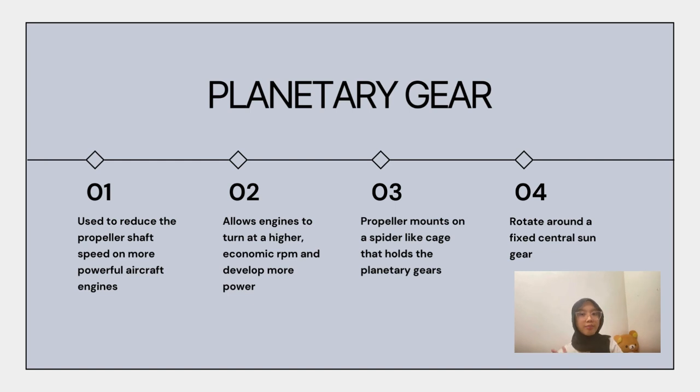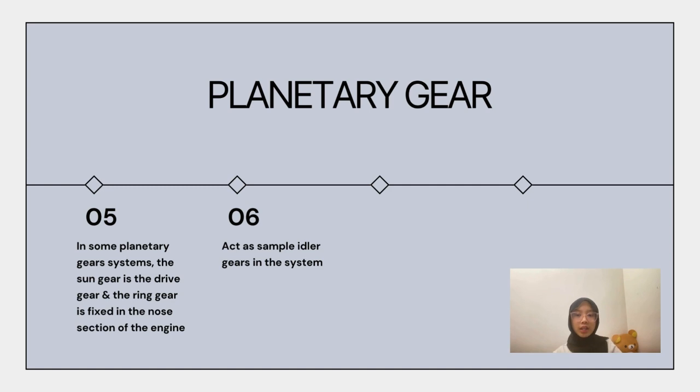Other than that, there is the planetary gear. The function of this gear is to reduce the propeller shaft speed on more powerful aircraft engines. Next, it allows engines to turn at a higher economic RPM and develop more power. In a planetary gear system, the propeller mounts on a spider-like cage that holds the planetary gears. These gears rotate around a fixed central sun gear. Furthermore, in some planetary gear systems, the sun gear is the drive gear and the ring gear is fixed in the nose section of the engine. So it acts as a simple idler gear in the system.